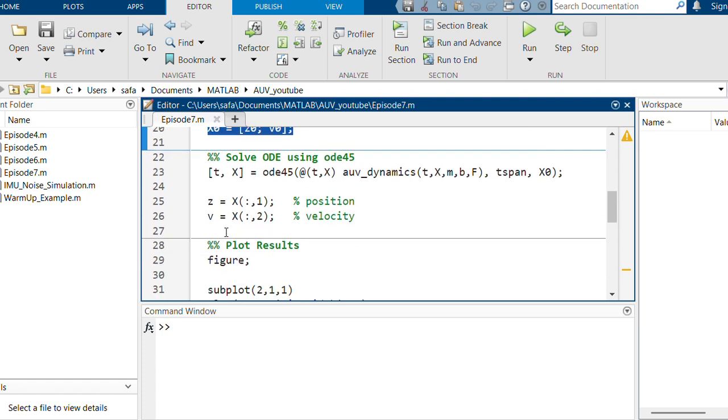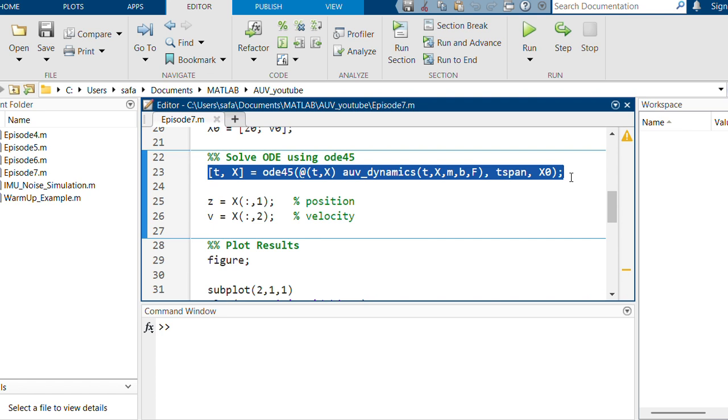And here, this is the most important line in today's script. The function ODE45 numerically solves differential equations. We provide the system dynamics, simulation time, and initial conditions. MATLAB then computes the evolution of the system states over time.